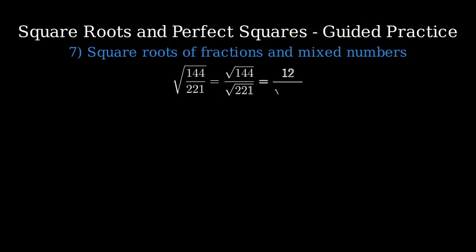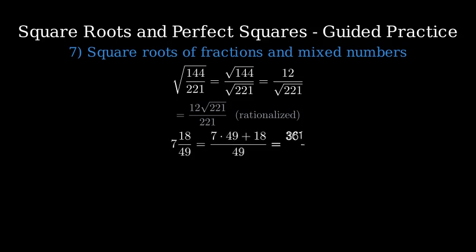squares. Problem 7. Find the square root of each fraction or mixed number. We use the idea that the square root of a fraction equals the square root of the numerator divided by the square root of the denominator. Part 1. The square root of 144 over 221. We split the root across numerator and denominator. The square root of 144 is 12. 221 is not a perfect square, so we leave its root as is. Optionally, we can rationalize the denominator.